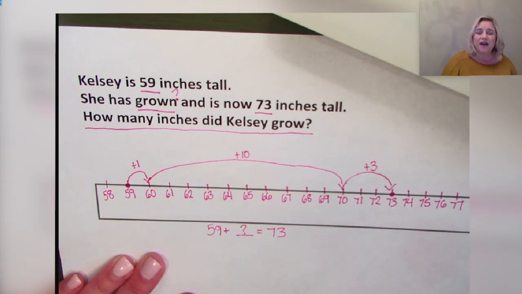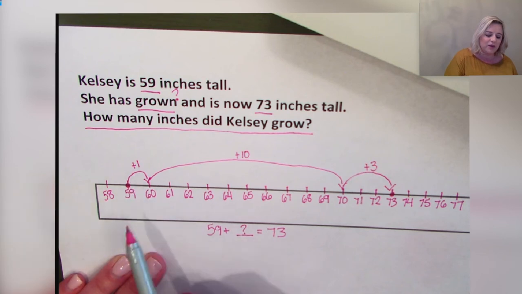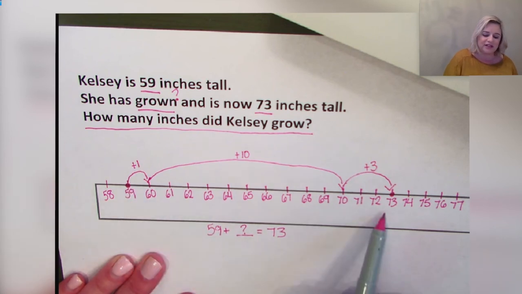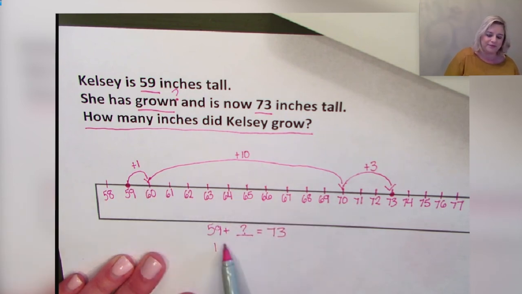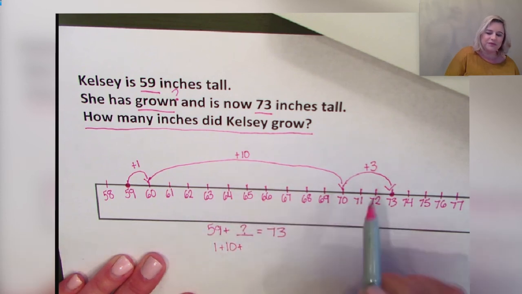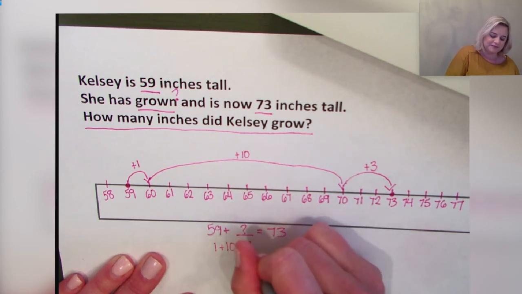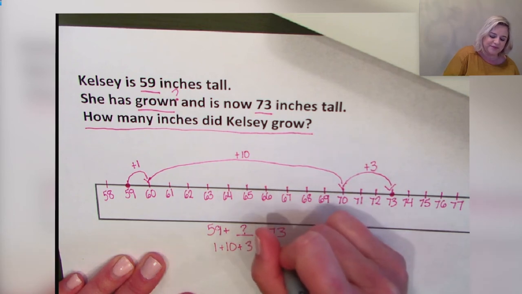Now, how can we find the missing length or add-in? How can we fill in the question mark in our equation? Right. We add how many spaces we went from 59 to 73 to see how much she has grown. So I'm going to write 1 plus 10 plus 3. And we know that 1 plus 10 is 11, plus 3 more is 14.